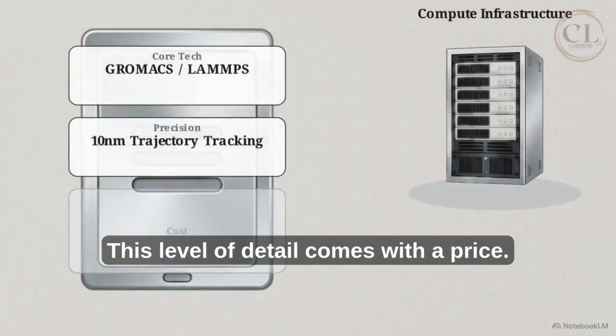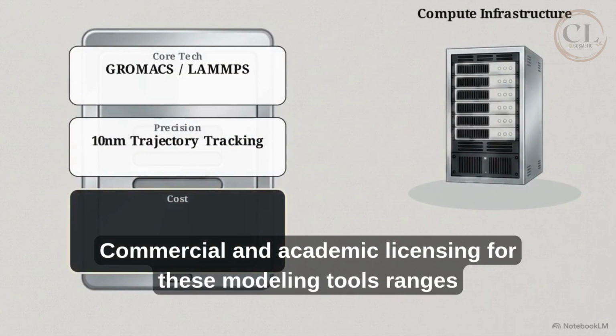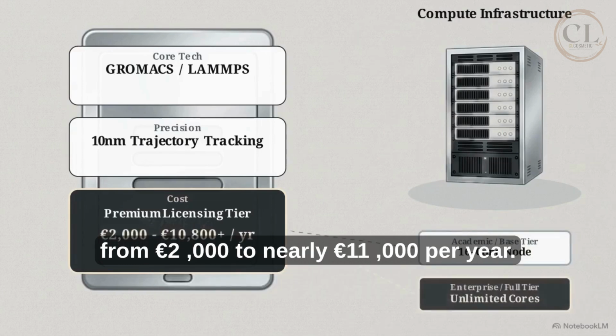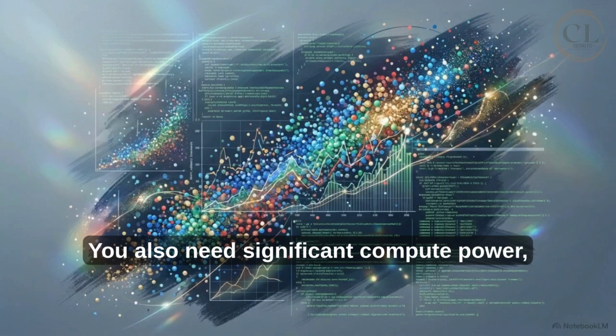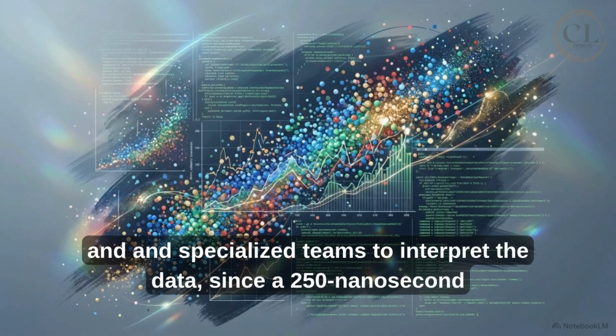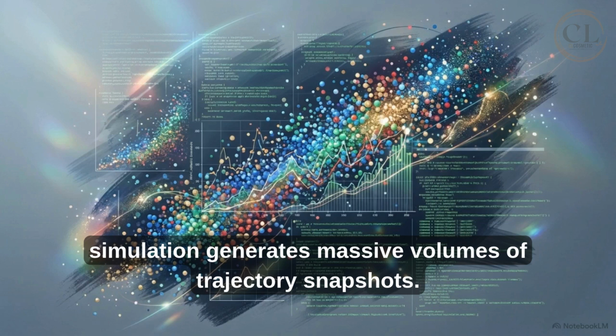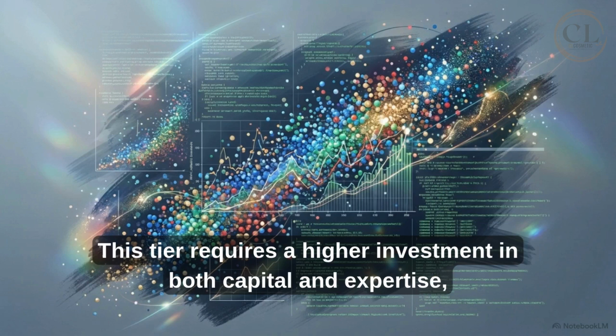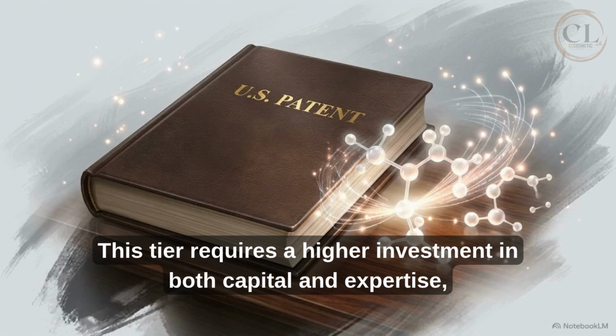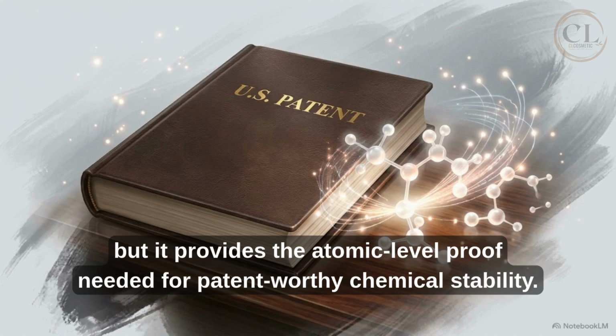This level of detail comes with a price. Commercial and academic licensing for these modeling tools ranges from 2,000 to nearly 11,000 euros per year. You also need significant compute power and specialized teams to interpret the data, since a 250 nanosecond simulation generates massive volumes of trajectory snapshots. This tier requires a higher investment in both capital and expertise, but it provides the atomic-level proof needed for patent-worthy chemical stability.